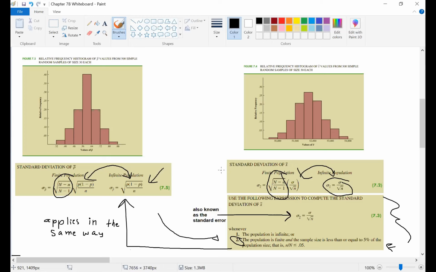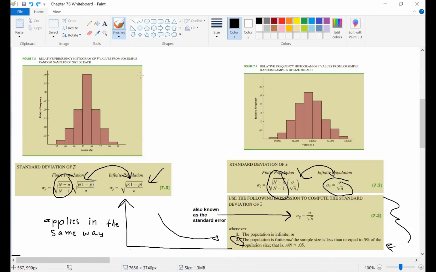So for the p-bar, you use the one on the left if you have a finite population. Finite is the same definition as this. So, if your population size is 100 people, you have to use the one on the left no matter what, because your population is not all that big. But if your population is big enough, as long as your sample size doesn't get too unwieldy, you get to use the easy one.